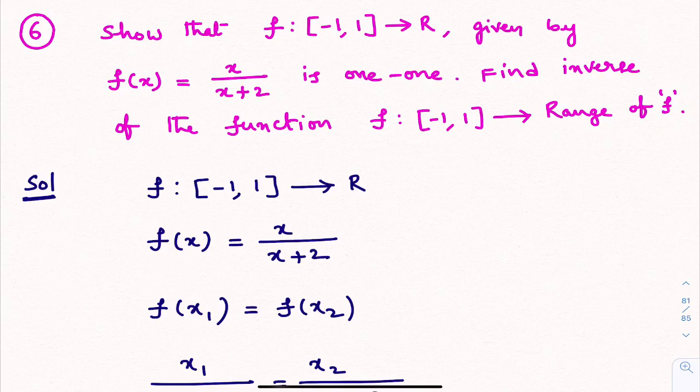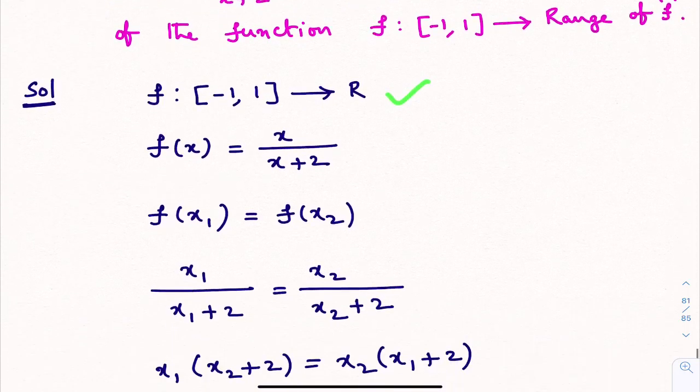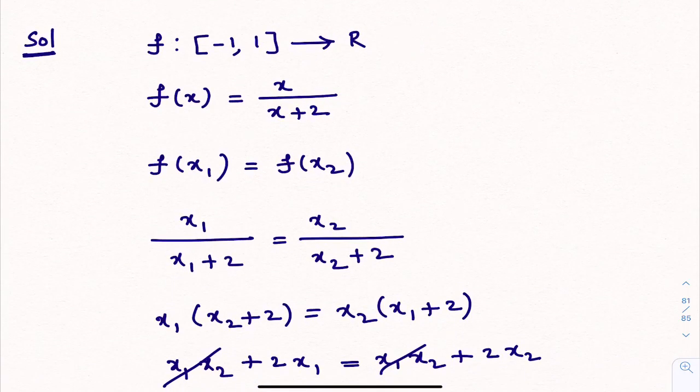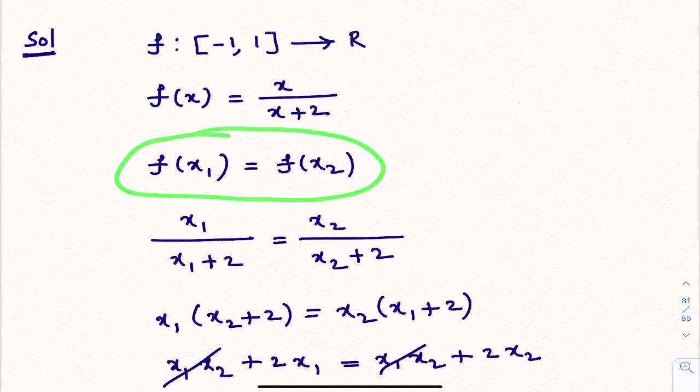Slowly we will do. First thing, I want to prove that this function is a 1-1 function. Okay, I'll write the given information. See here what they given. f is from closed interval minus 1 comma 1 to R. And you see here f of x is given as x divided by x plus 2. What to show? We need to show that this function is a 1-1 function. For that, first what I'll do, I'll consider f of x1 equal to f of x2.